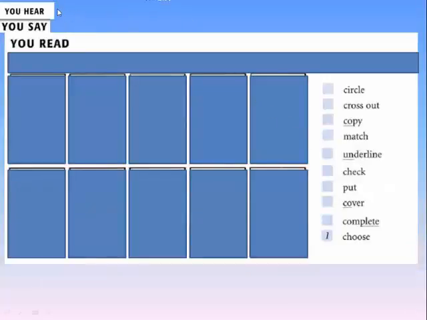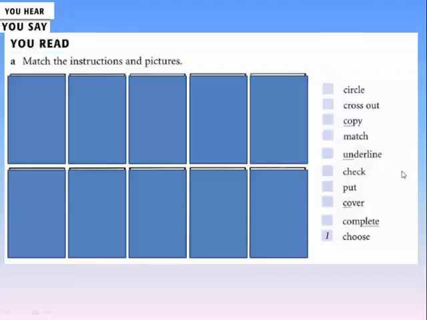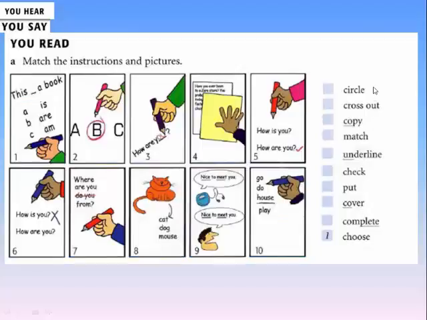We studied what you hear as a student. We studied what you say as a student. And now what we are going to study, what you read as a student. You need to learn some vocabulary terms by matching instructions and pictures. Here are the instructions, and we have verbs like circle, cross out, copy, match, underline, check, put, cover, complete, and choose. And we have some pictures. Let's start.